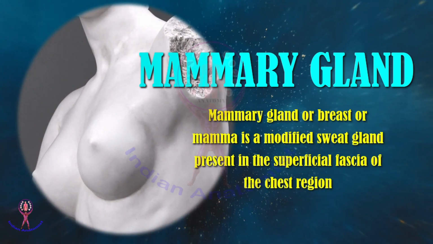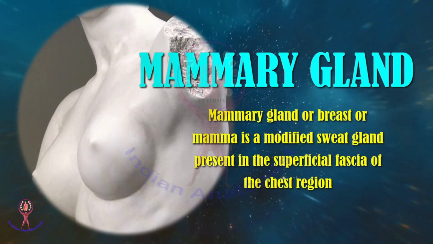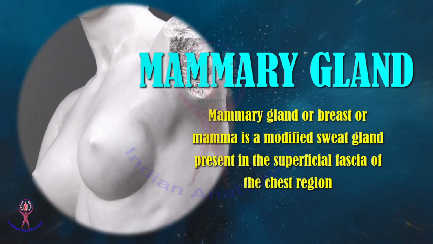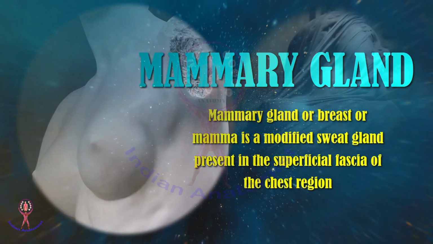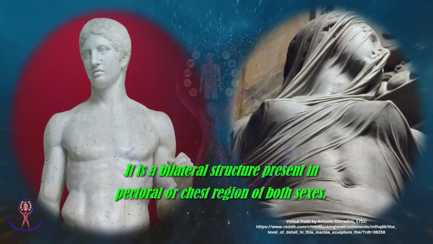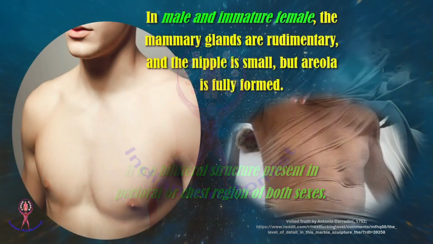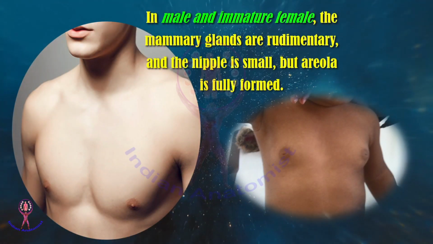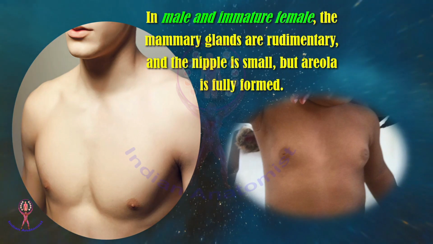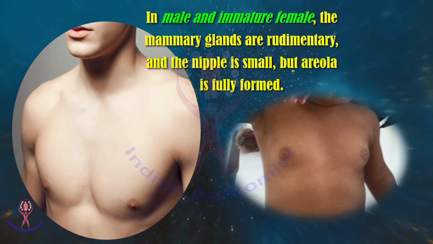The mammary gland, or breast, or mamma, is a modified sweat gland present in the superficial fascia of the chest region. It is a bilateral structure present in the pectoral or chest region of both sexes. Normally in males and immature females, the mammary glands are rudimentary, and the nipple is small, but the areola is fully formed.